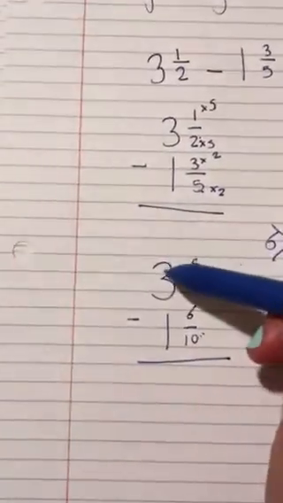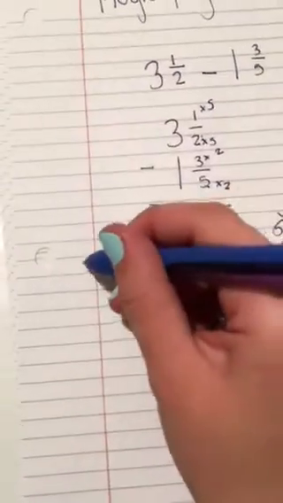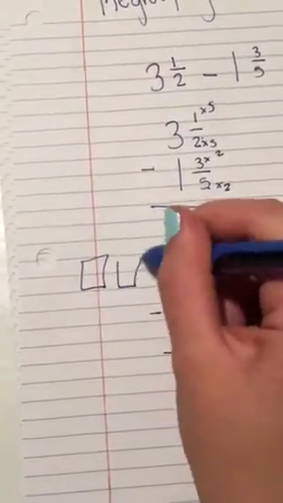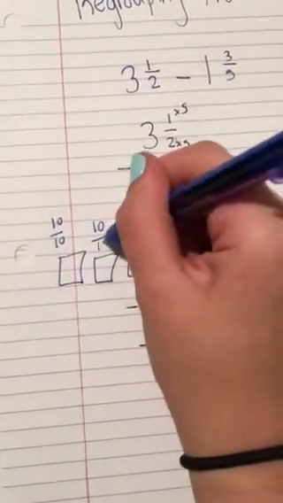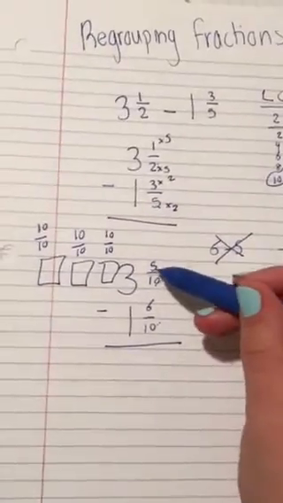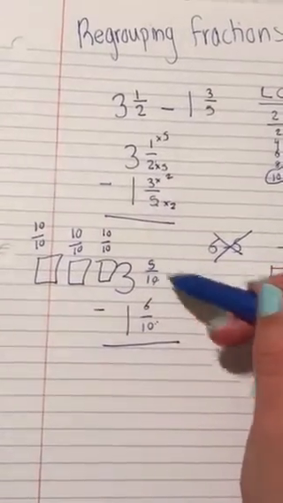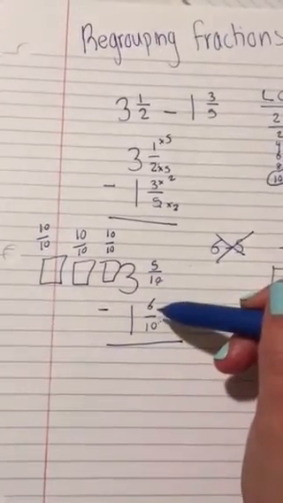So if I'm looking over here, this whole number is telling me that I have 3 whole cakes, right? Let's draw that. So 3 whole cakes. In each cake, there's 10 slices, okay? 10 over 10, 10 over 10, 10 over 10. Now, I don't have enough slices over here to take 6 away from. I only have 5 slices. I can't take away 6 from that.